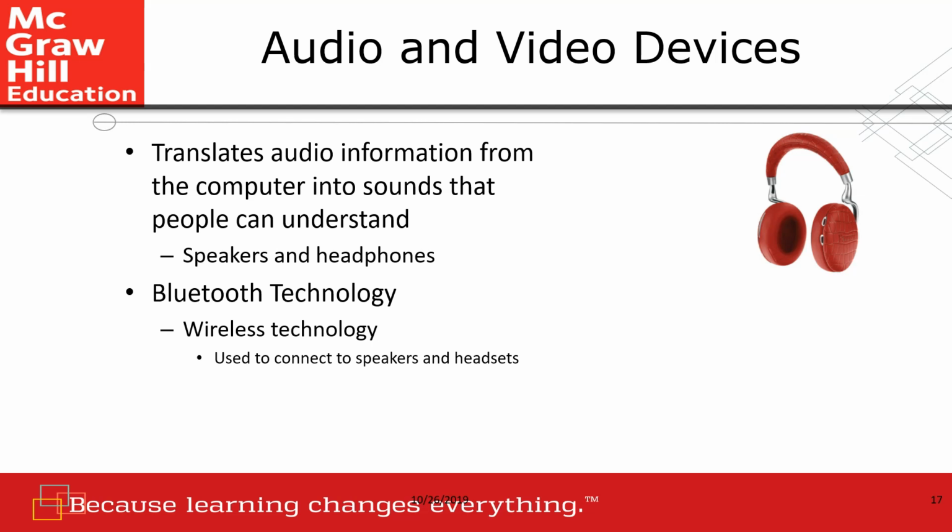Okay, audio and video devices basically translate audio information from the computer into sound that people can understand. Okay, and Bluetooth is a wireless technology. It can be used to connect speakers and headsets. Bluetooth is for short distance. You cannot put this headphone far away from the devices because Bluetooth can only cover shorter distances.